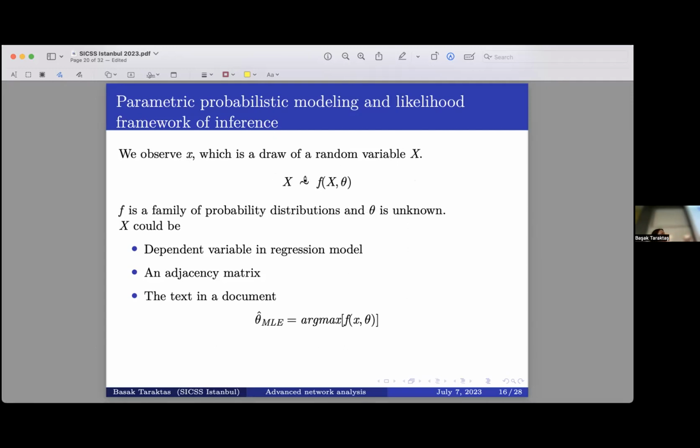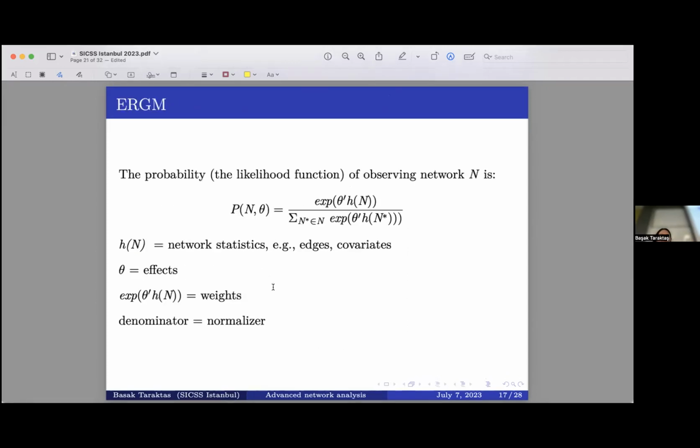X is the random variable and theta is the probability distribution. This is just a general framework for most of the likelihood framework of inference. And we're trying to maximize these values that basically validate the model. But X could be an adjacency matrix, which is the structure of a network. It can be some text in a document, or it can be some dependent variable in a regression model.